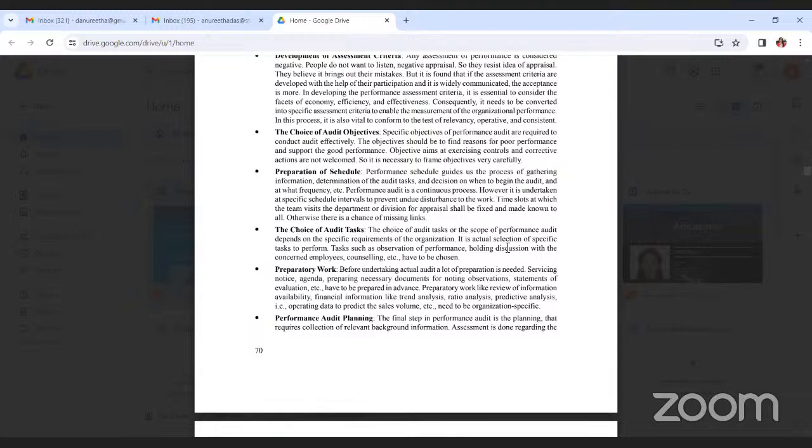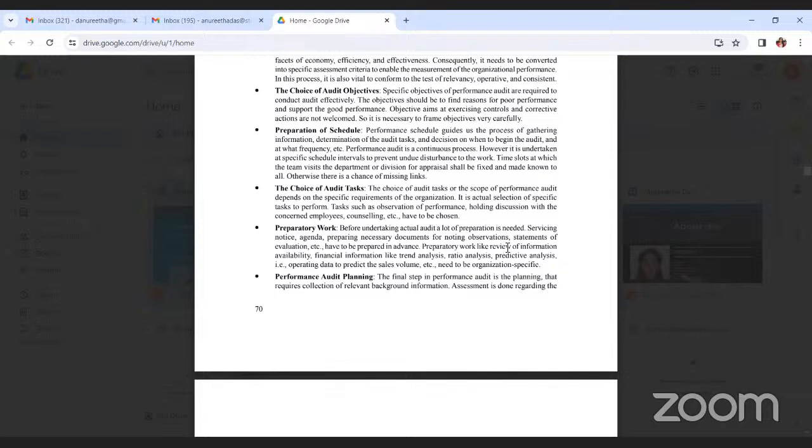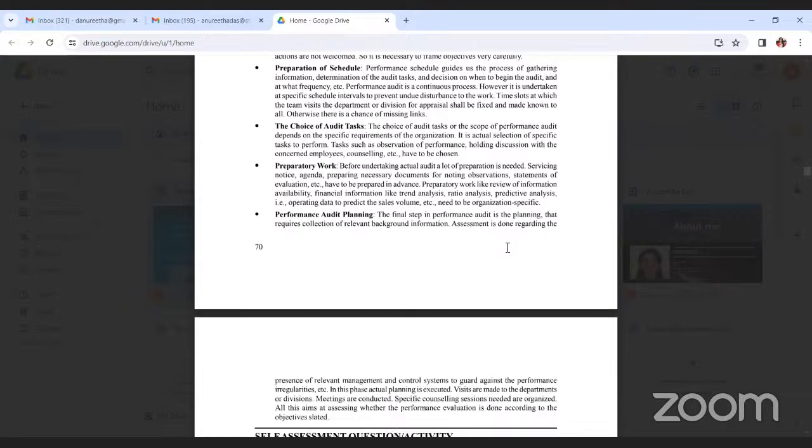The choice of audit objectives. Now, specific objectives of performance audit are required to conduct audit effectively. So, to correct the poor performance and support the good performance. Objective aims at exercising controls, and corrective actions are not welcomed. Preparation of schedule. It is to decide when to begin the audit and at what frequency. Performance audit is a continuous process. Time slots should be given to visit the department or the division of appraisal, and there should not be missing links. So you need to begin the audit at a frequency and as a continuous process.